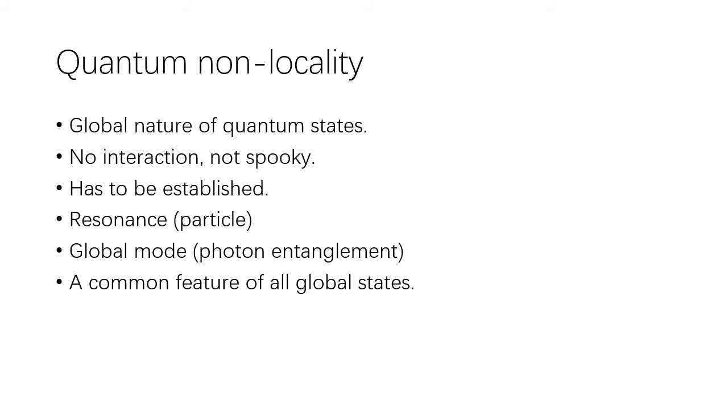The entanglement has to be established, such as by resonance in particle entanglement, or a global mode in photon entanglement. Quantum non-locality is a common feature of all global quantum or wave states. It's not special at all.